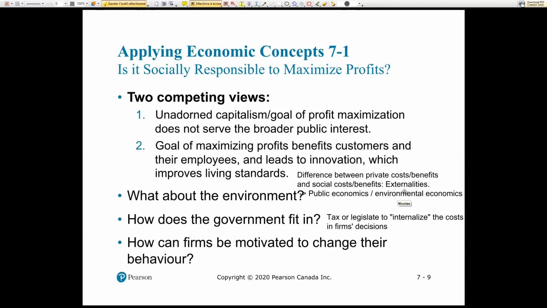So what would you do as a government? Well, you could do many things, but one would be to just tax this pollution, these emissions, so that the firm now takes this into account. It's a sort of placing a monetary value on the bad impact you had on the environment. That's why we call this internalize. So how can firms be motivated to change their behavior? Changing the legislation.